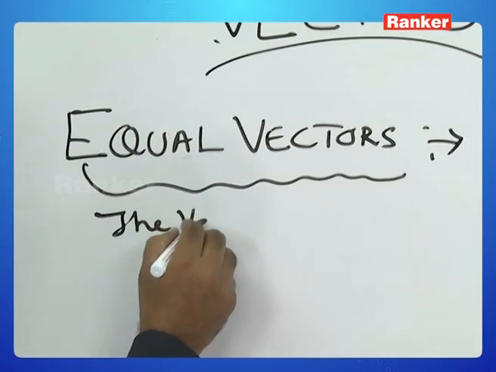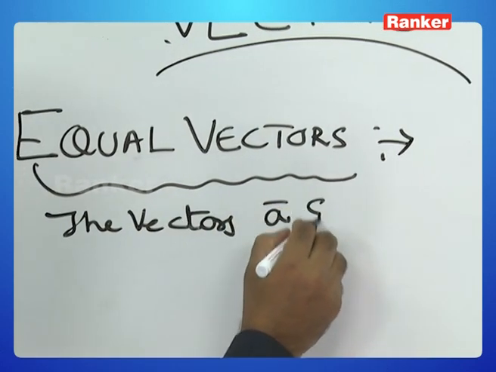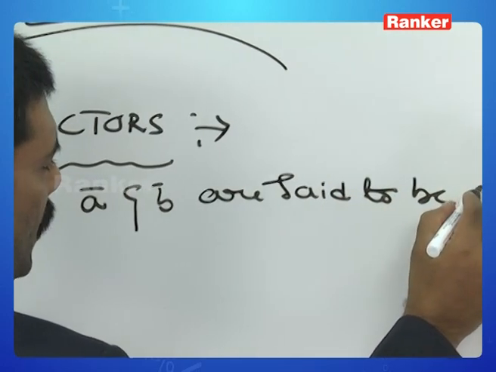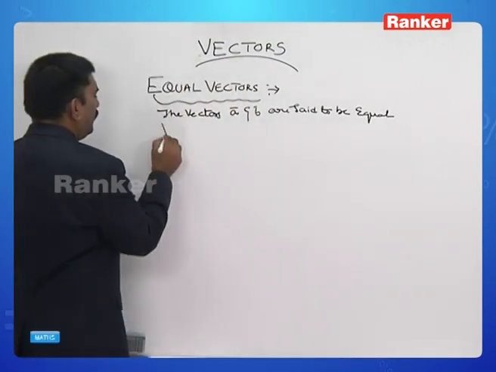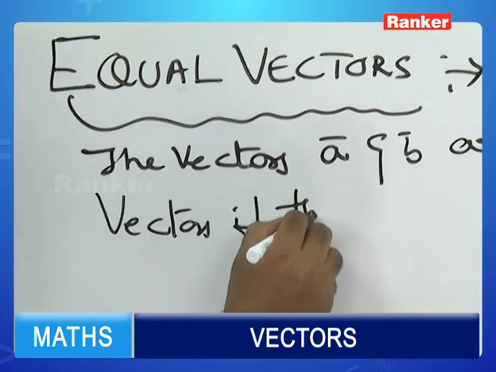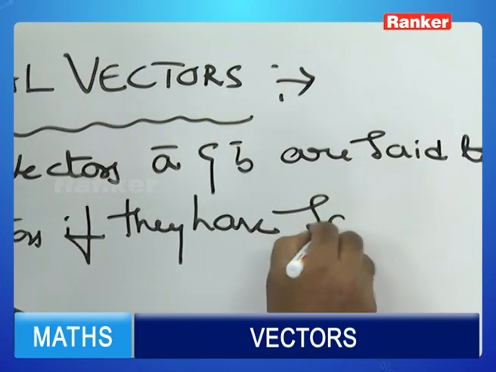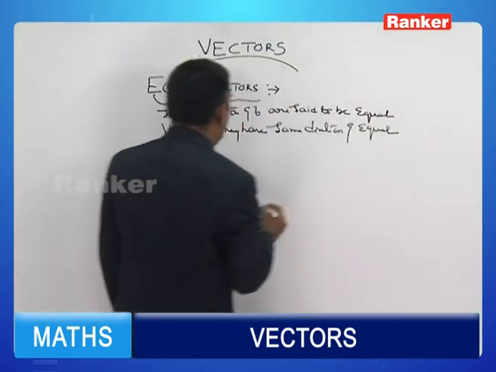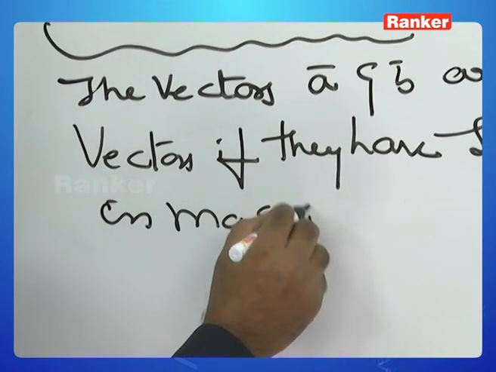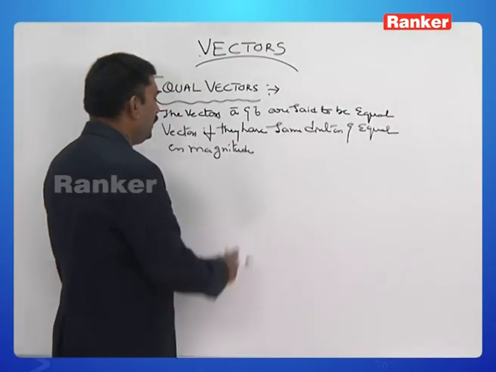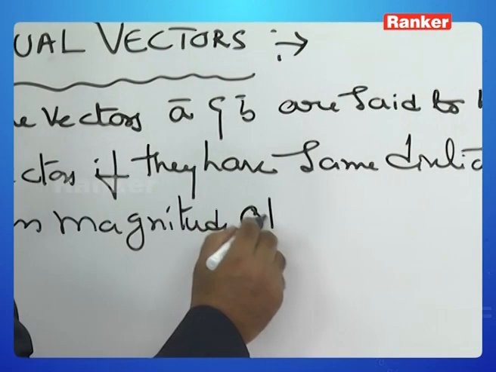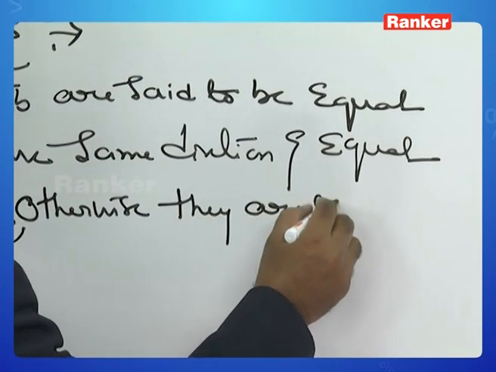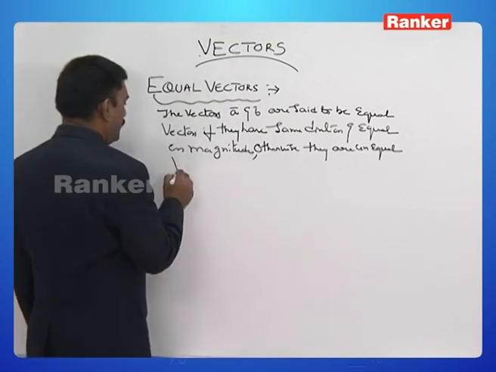The vectors A bar and B bar are said to be equal vectors if they have the same direction and equal magnitude. Otherwise, they are unequal vectors.